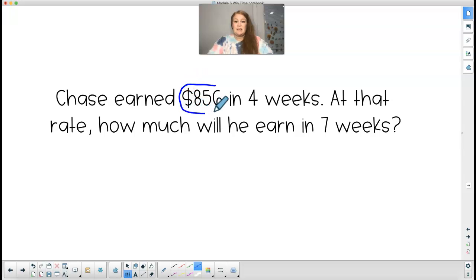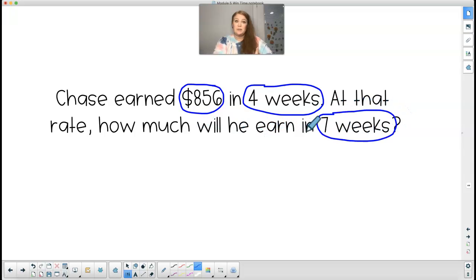So I can see $856, 4 weeks. And at that rate, how much will he earn in 7 weeks? So I'm looking for the money he'll get in 7 weeks. So step 1, pretty easy, but very important. We have to know what is the problem telling us and asking us. So step 2 is we want to set up our table or our proportion.